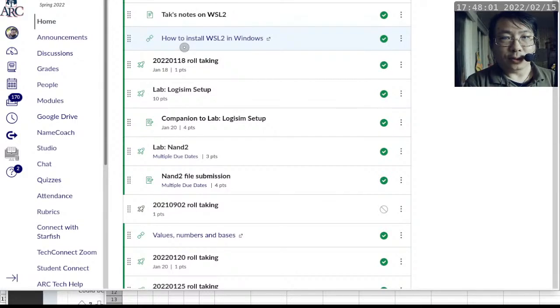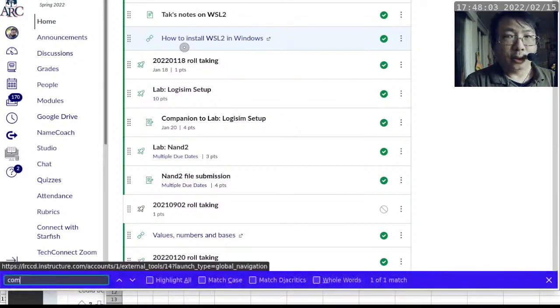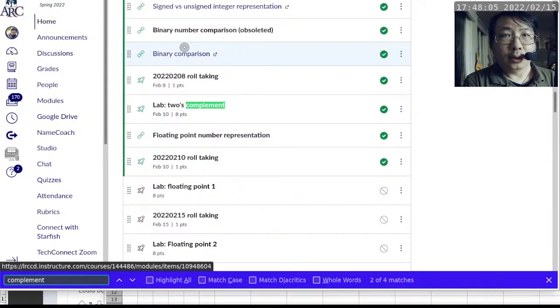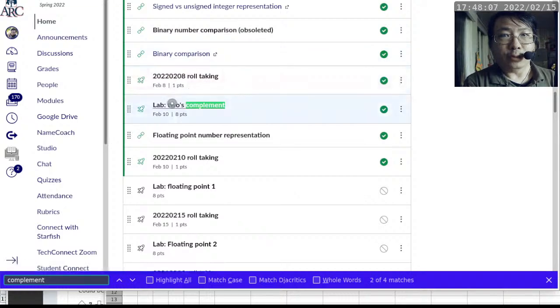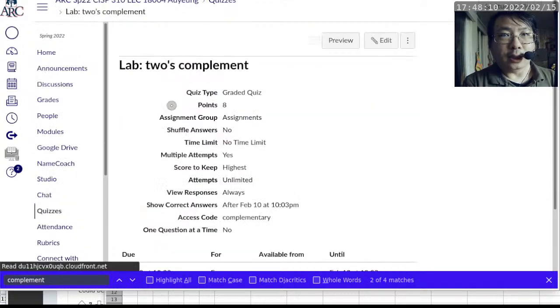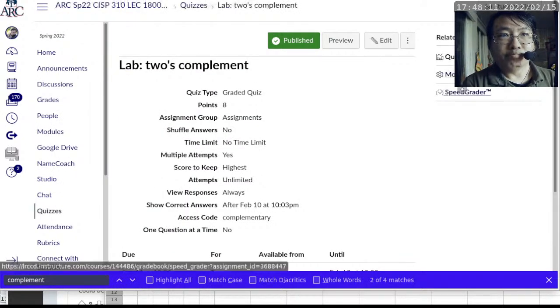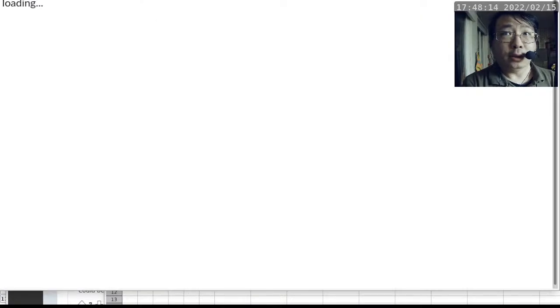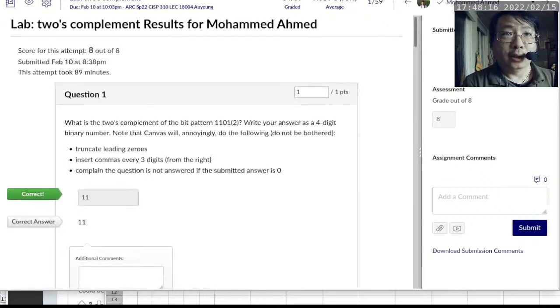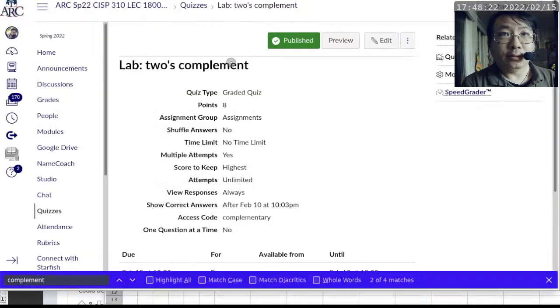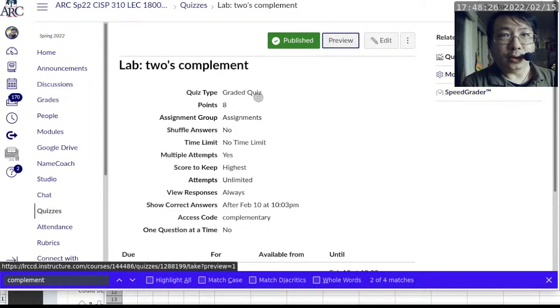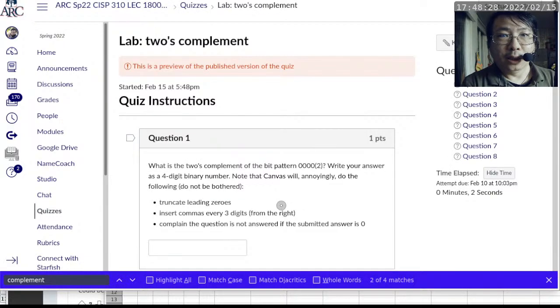So let's do the 2's complement one. There we go. All right, that makes more sense. Let's do this one. Oh, no, not this one, because I don't want you guys to see each other's grade. Not that a lab is super important. There we go.